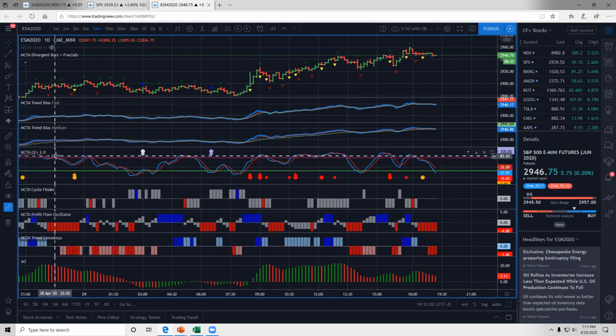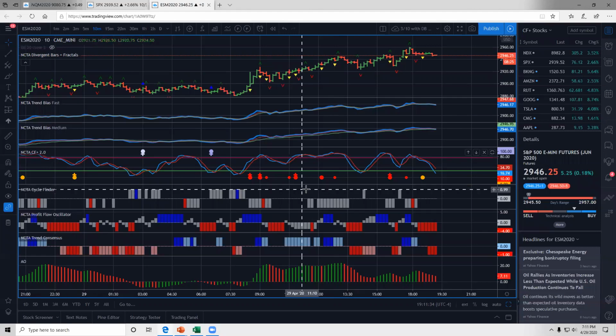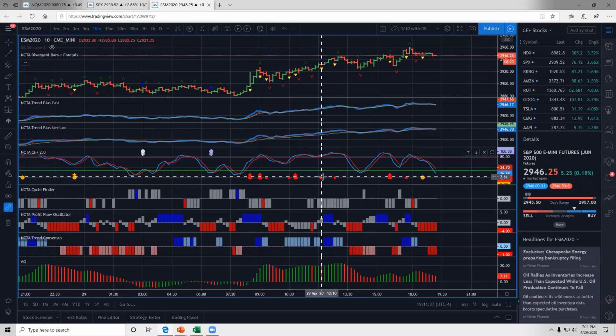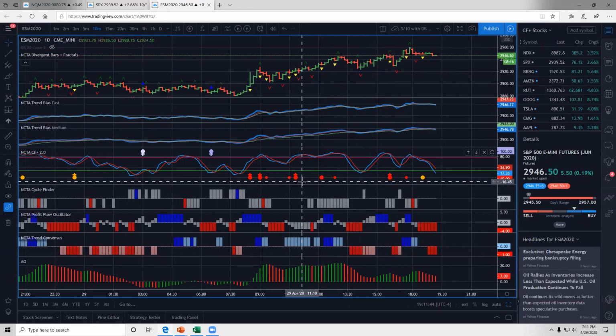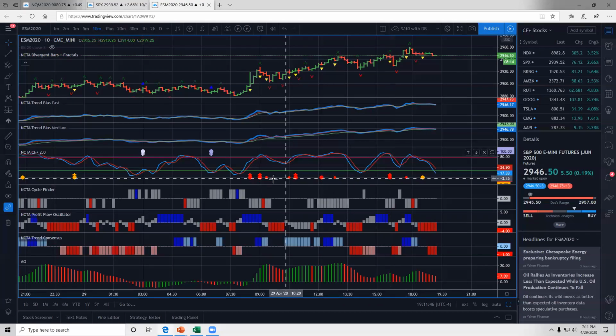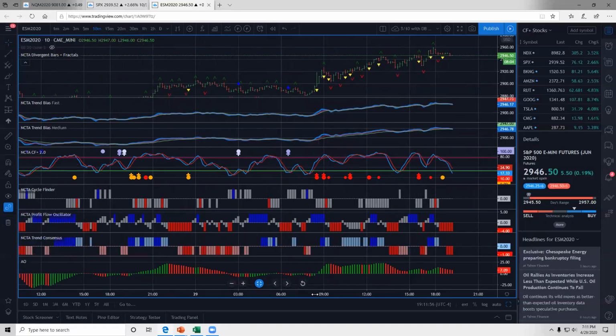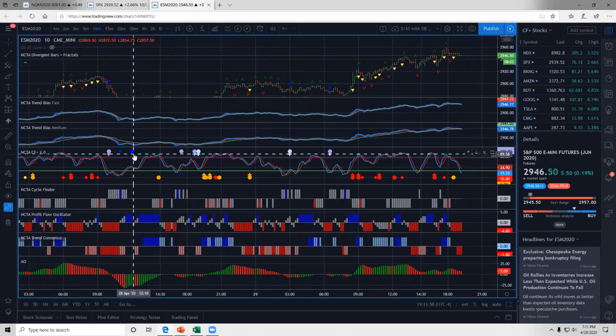Here's an example of what the Cycle Finder Plus 2.0 is going to look like. These red dots here are indications of short divergent bars. So if there's a red dot in the buy zone, it means that there's a divergent bar that implies that the market's moving lower. If there's a blue dot in the sell zone, which you see back here, that implies that the market is indicating it wants to move higher.